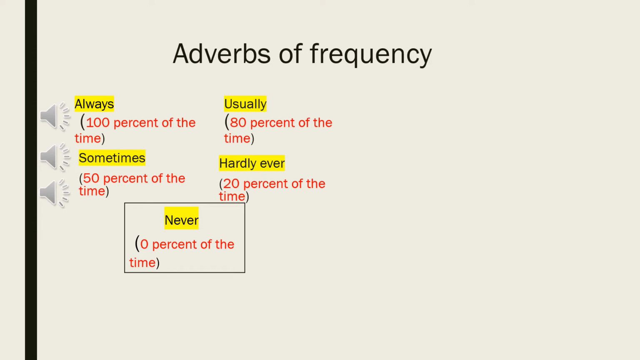Okay, students, as you can see on my slide, today's grammar part is adverbs of frequency. Adverbs of frequency are basically adverbs of time that answer the question, how frequently or how often. They actually tell us how often something happens. As you can see on my slide, the different words which are used as adverbs of frequency are always, usually, sometimes, hardly ever, and never.